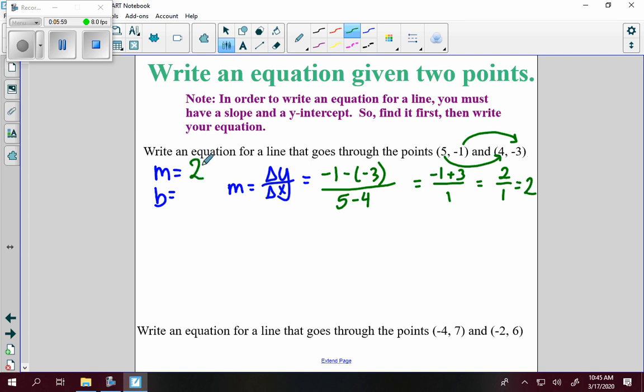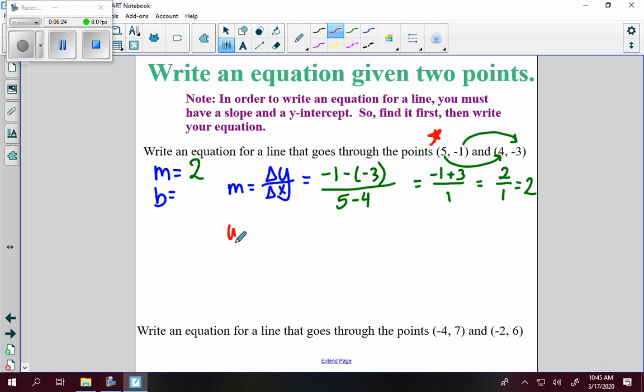And then I have a point. I actually have 2 points, and I have a slope. So what I can do is find my b by using one of those 2 points. I'm not going to use a combination of them. If I want to use both of them, then I can use one and check it with the other one. So I'm going to go with (5, -1). I always just pick my first one, just because I need a rule for myself.